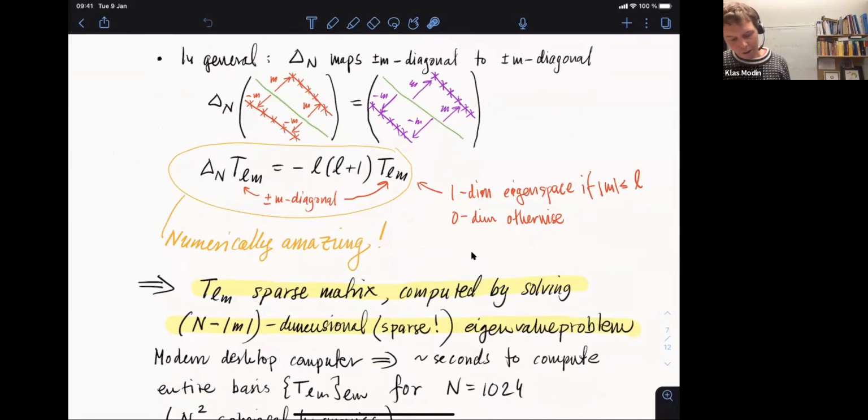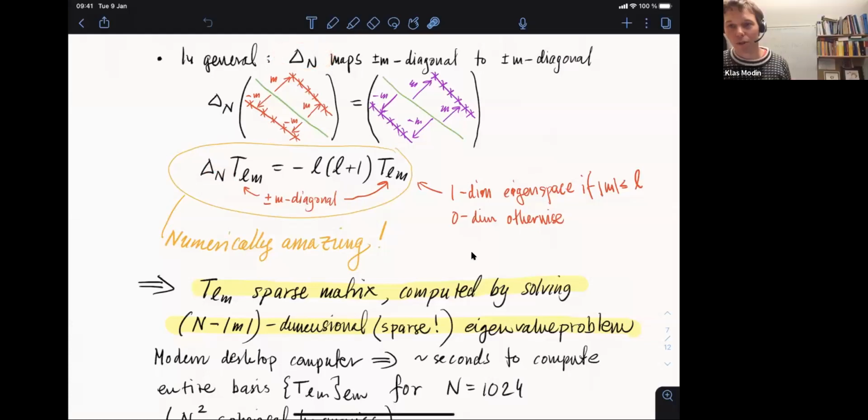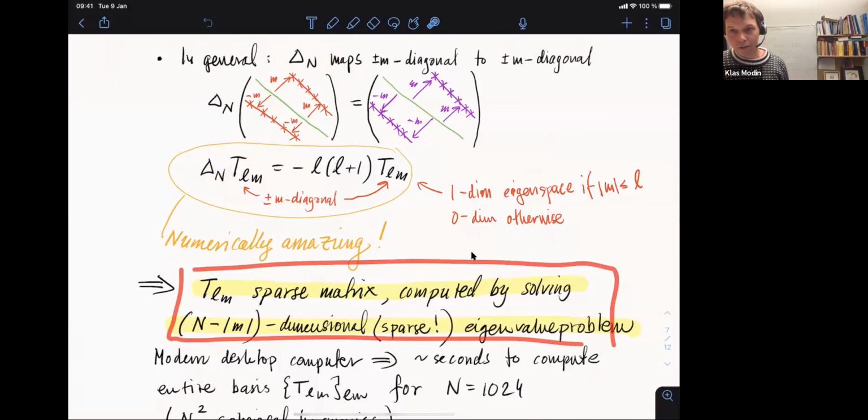So this is numerically very good, because it means that we can compute this for quite large n, because nothing becomes n to the power 4 in complexity. If you look at this from the beginning, it looks like everything is n to the power 4 complexity. But it's not, in fact. You can solve this in just n squared operations.